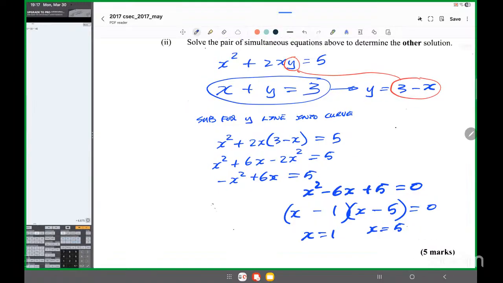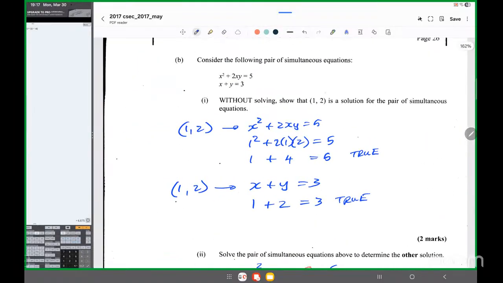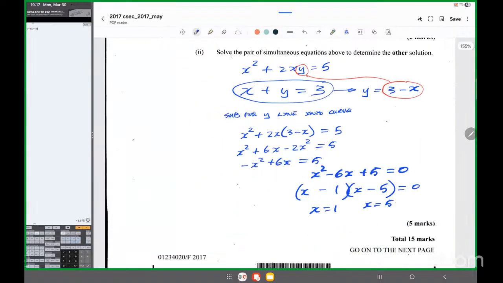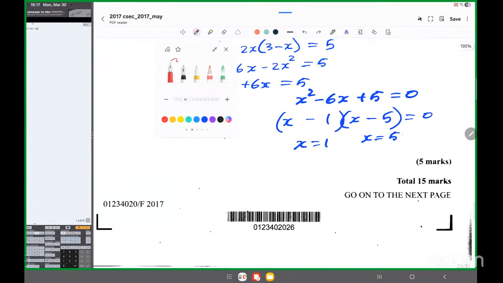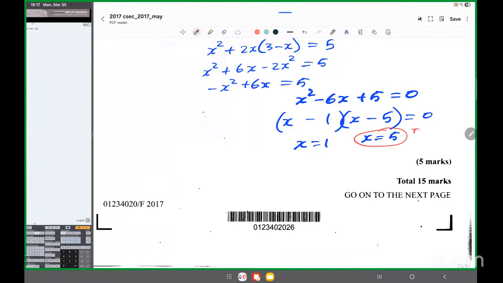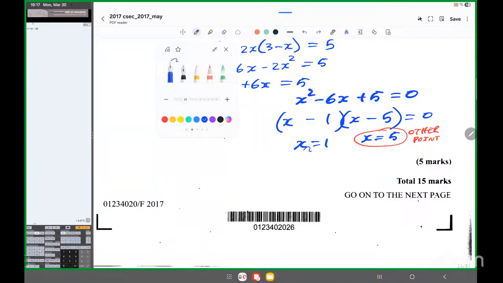Remember we have x equals 1 already at one point. See there, x equals 1 already at one point. So this x equals 5 is for the other point that they told us about. And this is what I want. I already know that the first one is going to give us y equals 2.